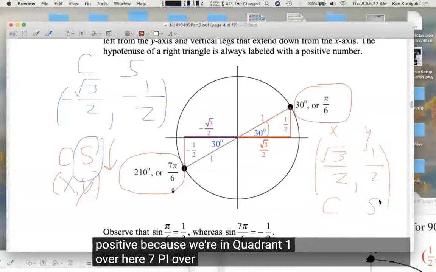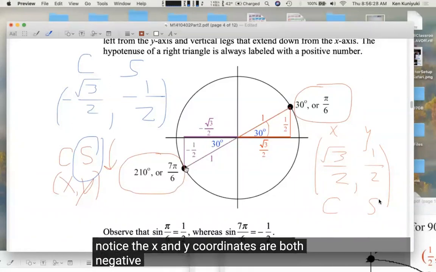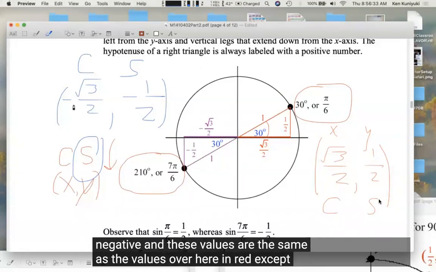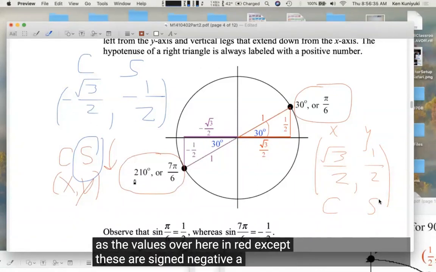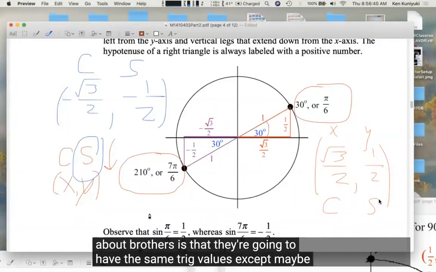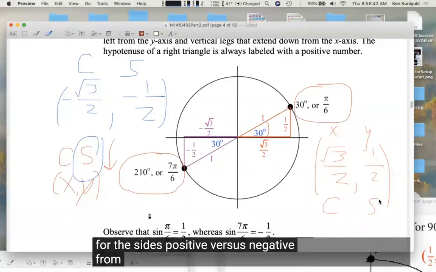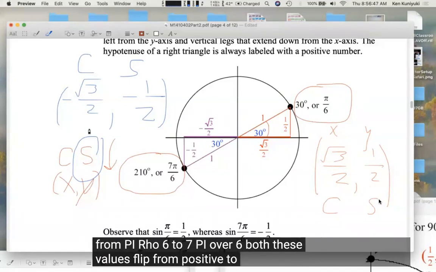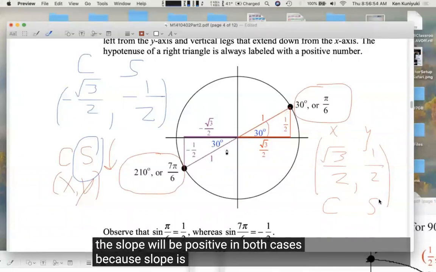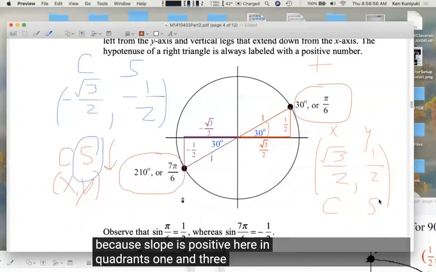X and y are both positive because we're in quadrant 1. Over here, 7pi/6 is in quadrant 3. Notice the x and y coordinates are both negative, and these values are the same as the values over here in red, except these are signed negative. A great thing about brothers is that they're going to have the same trig values, except maybe for the signs, positive versus negative. From pi/6 to 7pi/6, both these values flip from positive to negative. Actually, the tangent will be the same. The slope will be positive in both cases because slope is positive here in quadrants 1 and 3 for tangent.